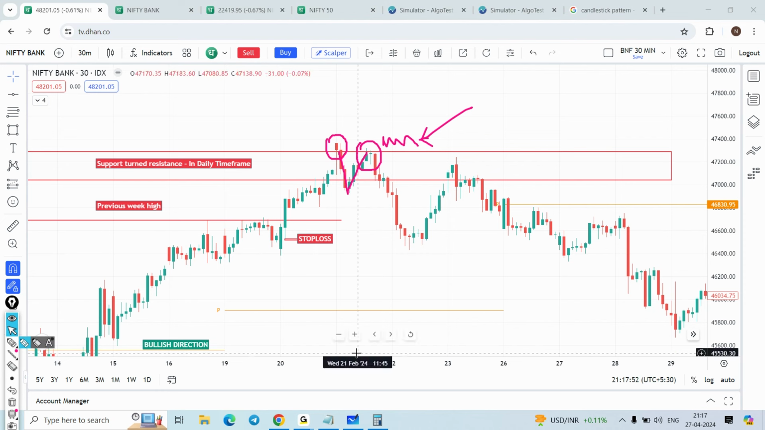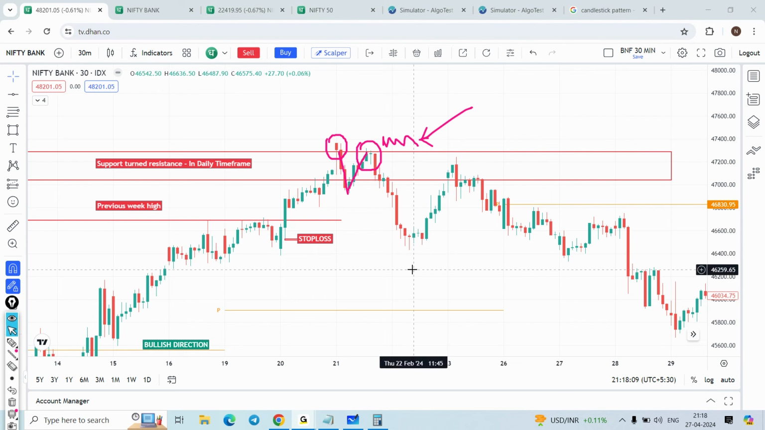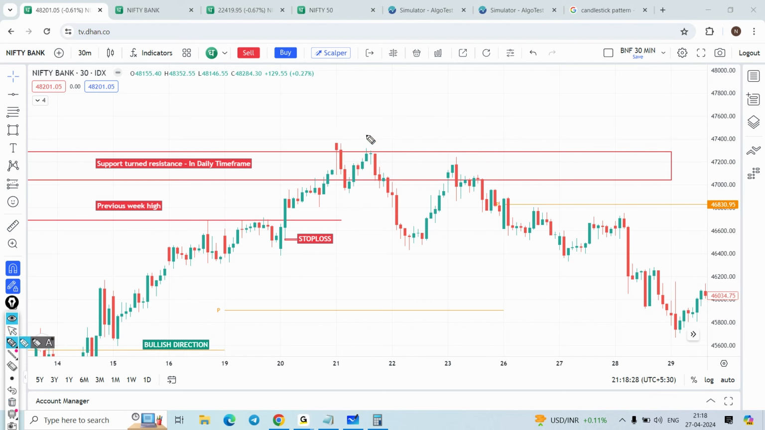If they are stronger, they should start trading above it. Yes or no? Are they doing it? No, they are not doing it. It is the end of weakness. What's happening? Price is struggling to go up, immediately rejecting here.